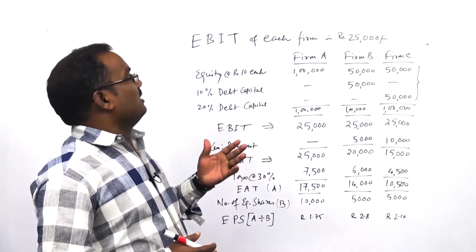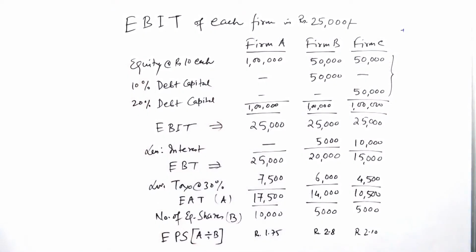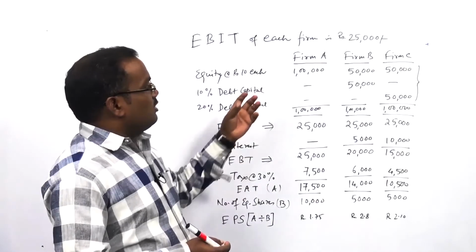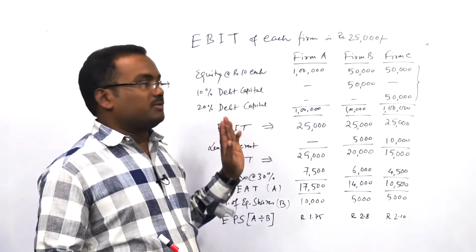From here, with the help of an example, we can see this. Suppose there are three firms, firm A, firm B and firm C, and the earnings before interest and tax, the EBIT, of all three firms are rupees 25,000. We need rupees 1 lakh from these sources. Suppose firm A obtains the entire rupees 1 lakh by issuing equity shares at the rate of rupees 10 each.